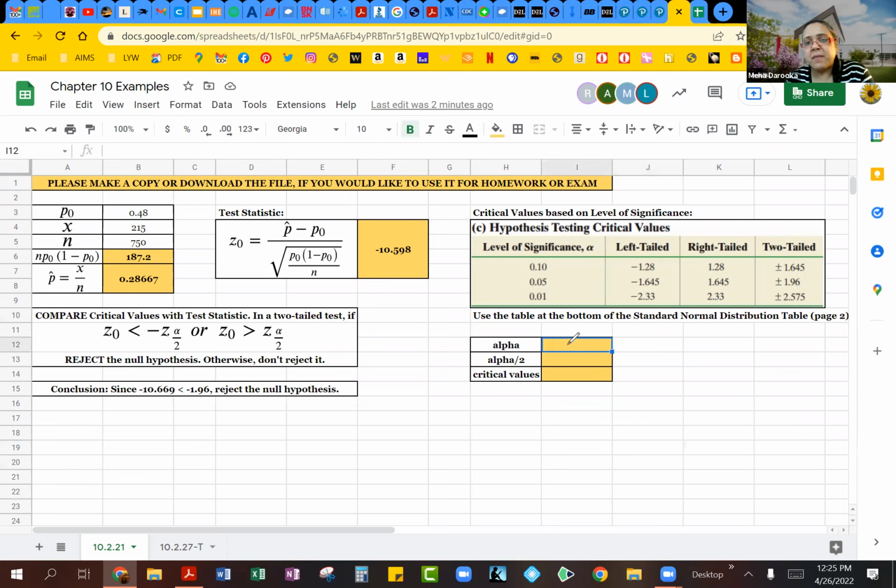So here, since we are doing a 0.01, our alpha is going to be that. Of course, alpha divided by 2. And we had plus and minus, so minus 1.645 and positive 1.645.